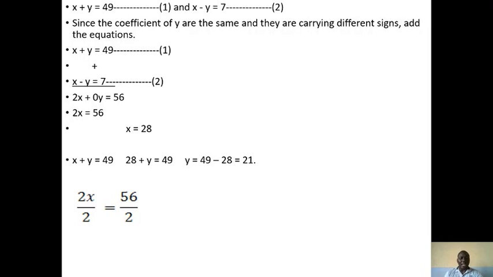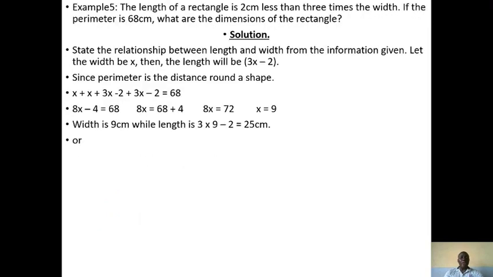which means that the value of y is 21. So if you look at it, x, which is the larger number, is 28. Y, which is the smaller number, is 21. You will see that it is perfectly correct. Add them, they say when you add them, you will have 49. You add 28 and 21, you will have 49. They say their difference is 7. So 28 minus 21 will give you 7. That means the answer is correct. Is that clear? So this 2x over 2 is equal to 56 over 2. It is what we did to get x is equal to 28.